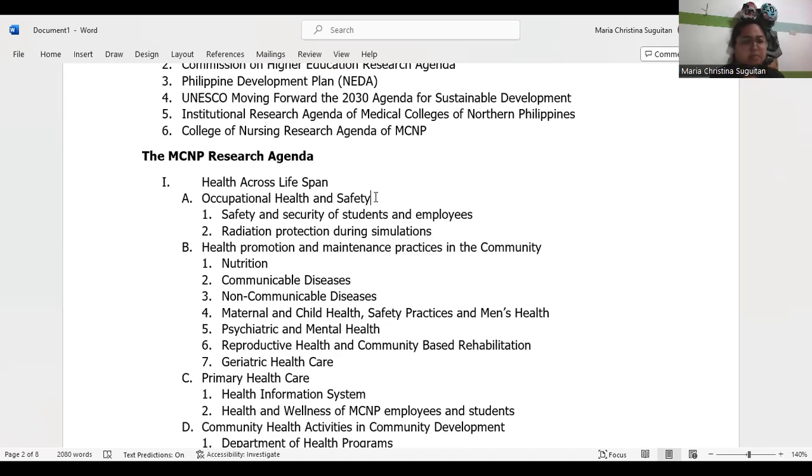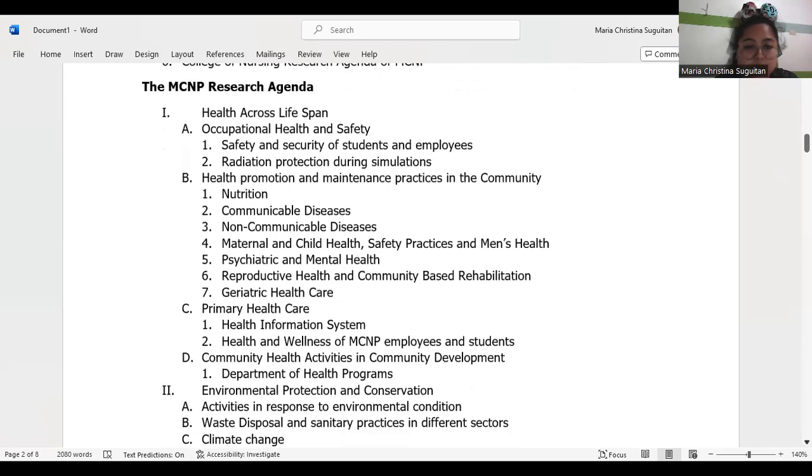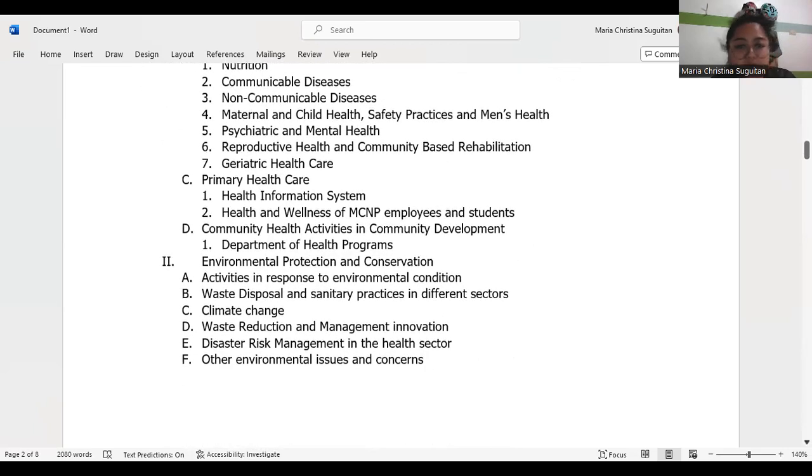Bakit nyo ito ginagawa? Kasi part ba ng duty nyo? No. That's part also of the research agenda. Okay, the psychiatric and mental health, reproductive health, and community-based rehabilitation, geriatric healthcare. Then we have the PHC, or the primary healthcare, the health information system, health and wellness of NCMT employees and students. Kaya di ba may paminsan Zumba. Okay, and then we have the community health activities, community development. We have the Department of Health Programs, Environmental Protection and Conservation.